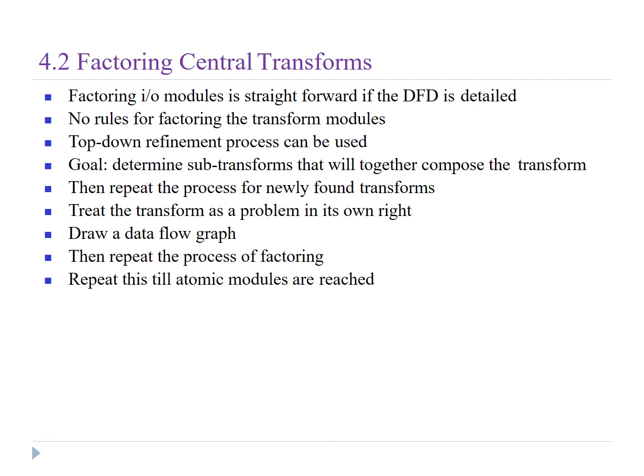Now focus on factoring central transforms. Factoring input and output modules is straightforward if the DFD is detailed. There are no rules for factoring the transform modules. A top down refinement process can be used. The ultimate goal is to determine sub-transforms that will together compose the transform. Then repeat the process for newly found transforms. Treat this transform as a problem in its own right. Draw a data flow diagram. Then repeat the process of factoring. Repeat this till atomic modules are identified.